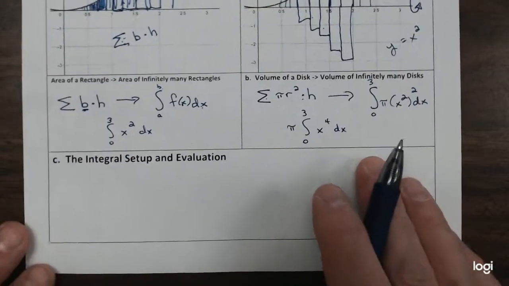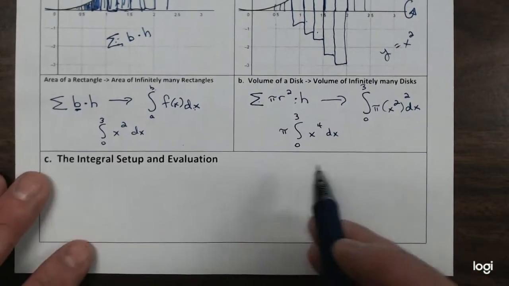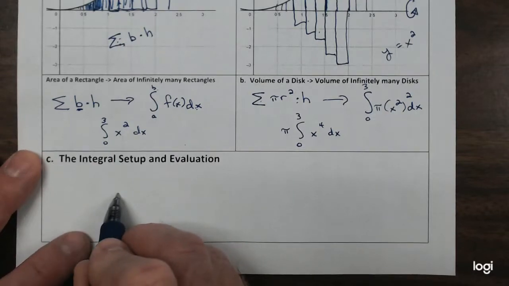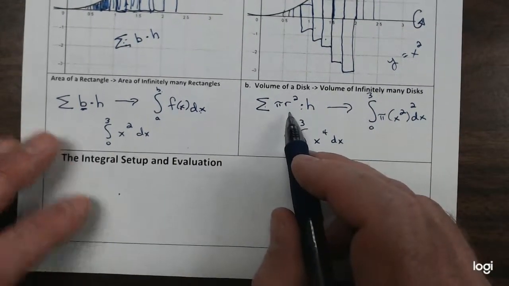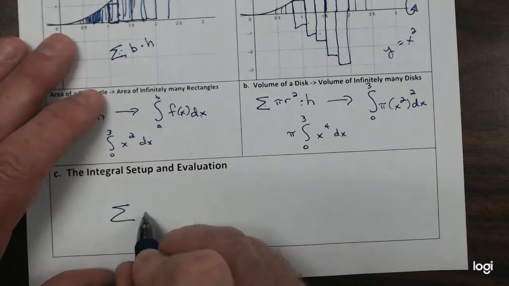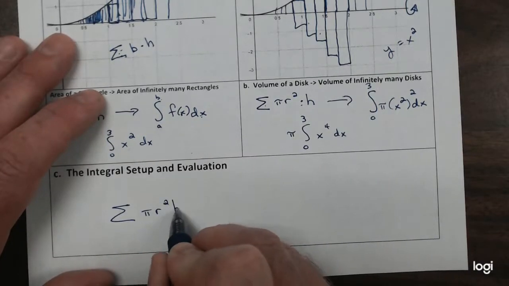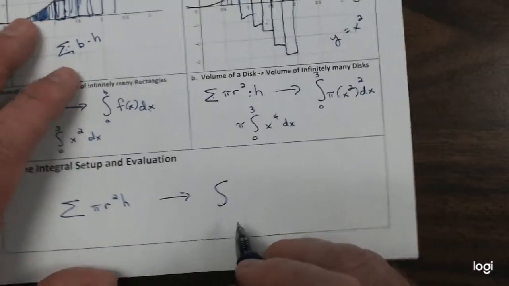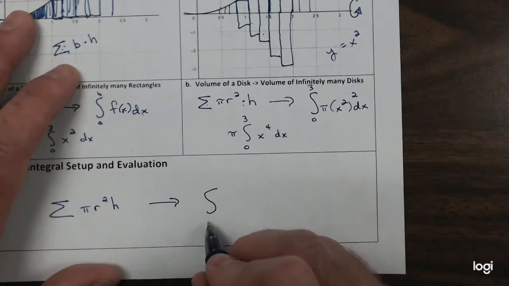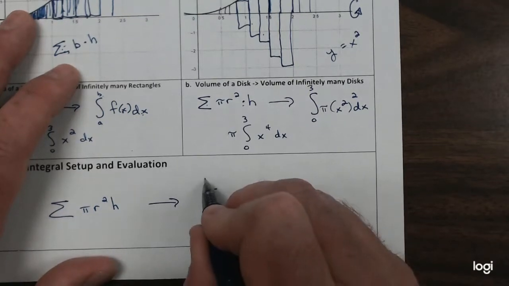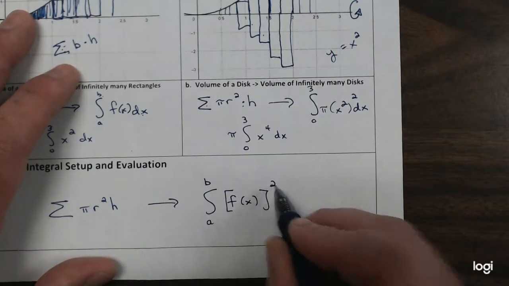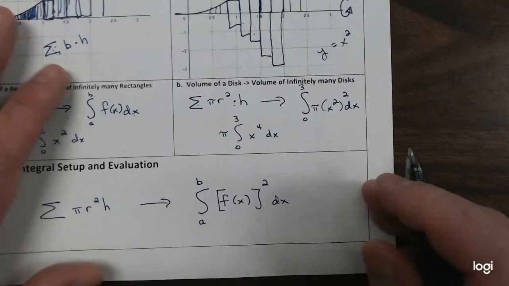Alright, so with the integral set up, you kind of see what's happening each time. Just to review here, instead of adding up a finite number of cylinder volumes, we're going to add up infinitely many cylinders over the interval from A to B, and our radius value squared dx.